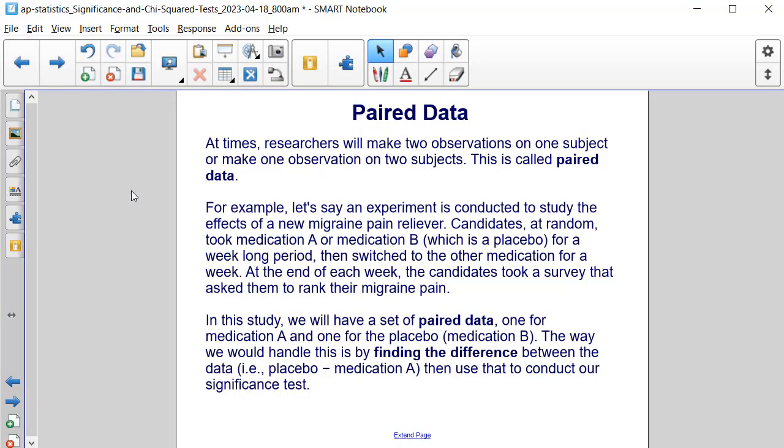At times, researchers will make 2 observations on one subject or make 1 observation on 2 subjects. This is called paired data. For example, let's say an experiment is conducted to study the effects of a new migraine pain reliever.